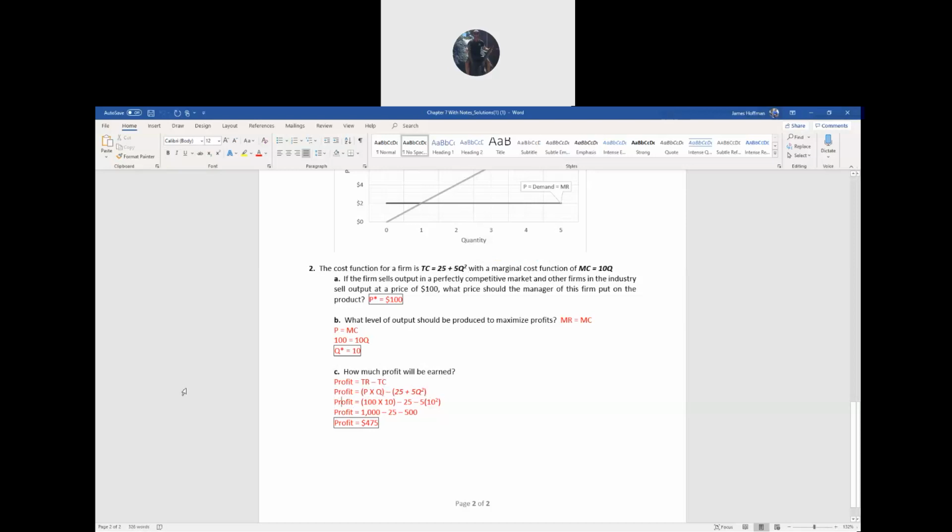Okay, and then plug in your price of 100 times your quantity of 10, and then minus, make sure you subtract all the costs. So minus the fixed cost of 25, and then minus 5 times, plug in your Q there, minus 5 times 10 squared. Okay, and that gives us 1,000 minus 25 minus 500, which gives this firm a profit of 475.